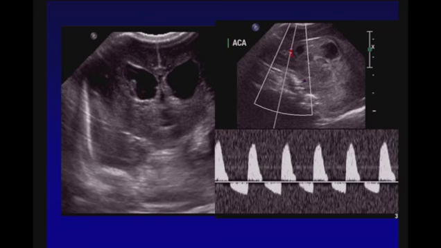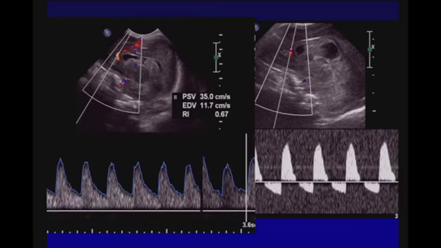Here we have a case of severe ventriculomegaly with reversal flow in diastole. After tapping, there is marked improvement in the diastolic flow.